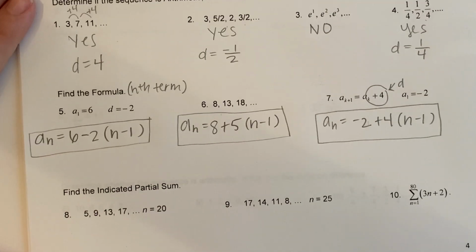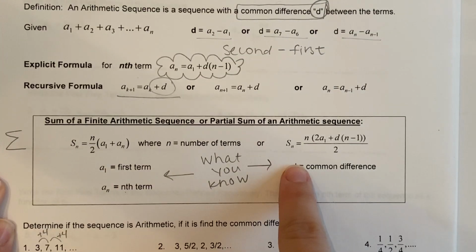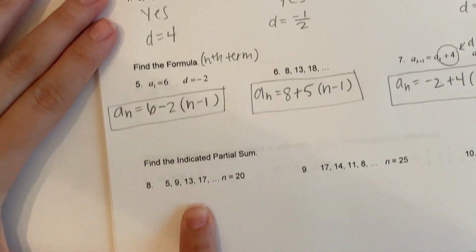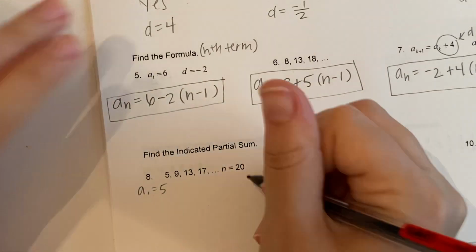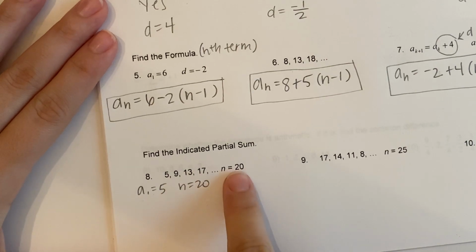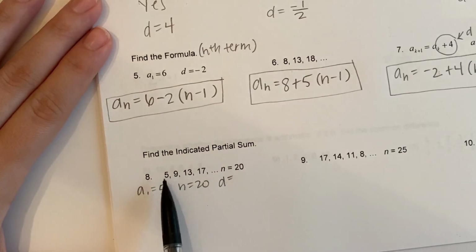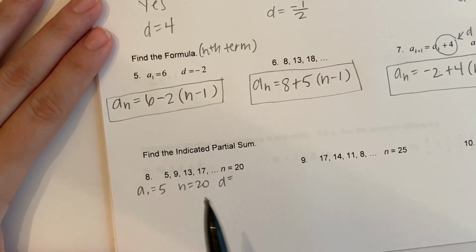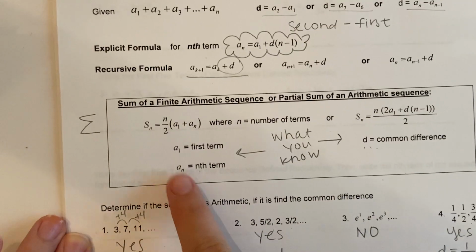Okay. The last thing we're going to look at is the partial sums. This is like the series where we add them all together, but we're going to use these formulas and we have to figure out what we know. On number 8, we know that a sub 1 is 5, and we know that n is 20. I don't know what the 20th term is. I don't know a sub n, but I can figure out d. How do you get from 5 to 9, and 9 to 13, and 13 to 17? That's 4. Since I don't know a sub n, I'm going to use this formula.